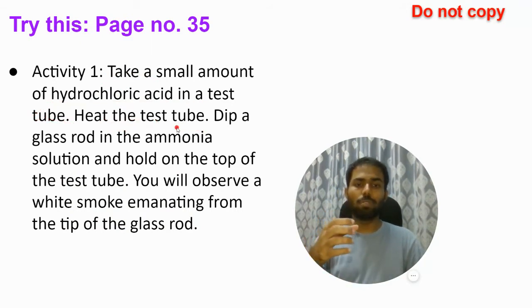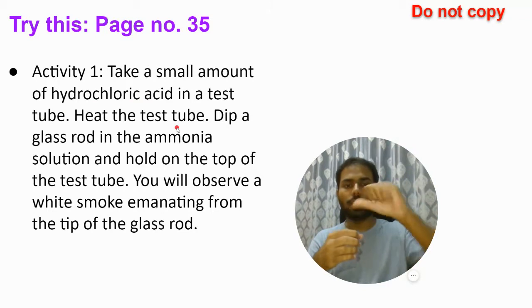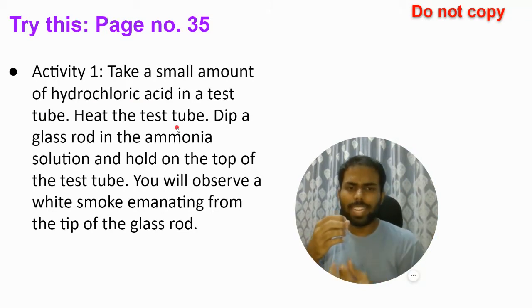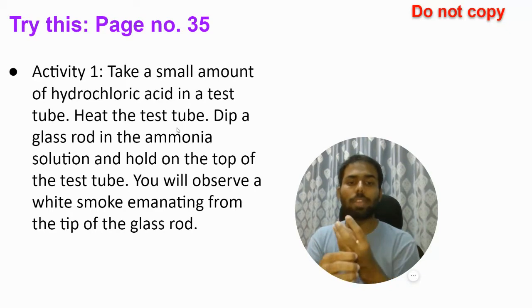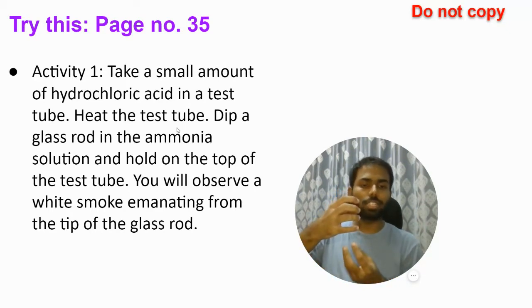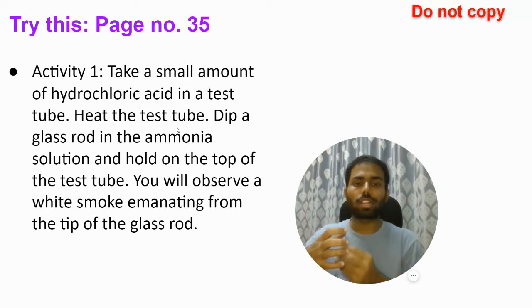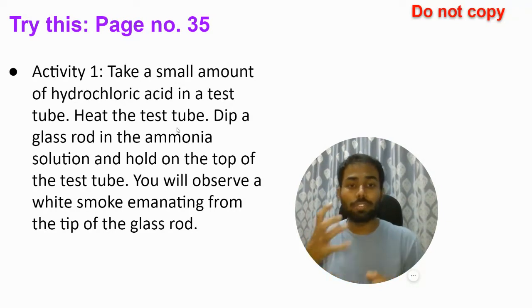Okay, so you take a test tube, in it you put some hydrochloric acid and you start heating the test tube. Why are we heating the test tube? We are heating the test tube so that we get vapors of hydrochloric acid. Once you start heating the test tube in which hydrochloric acid is kept, vapors will start forming, right? Vapors will start coming out. That is why we are heating.